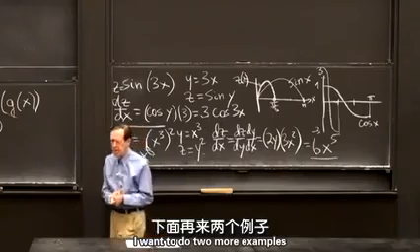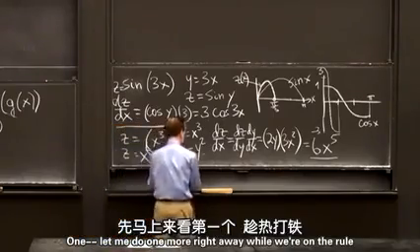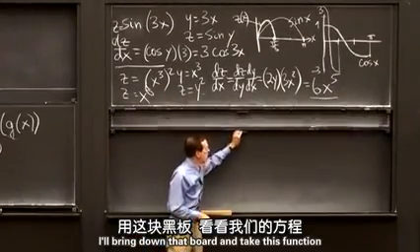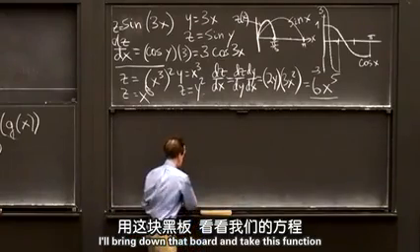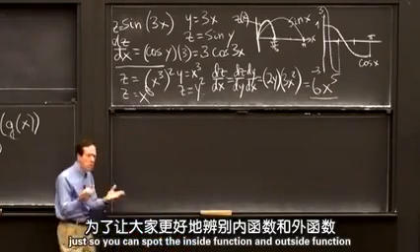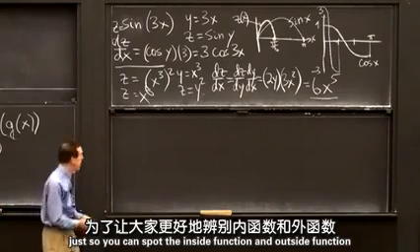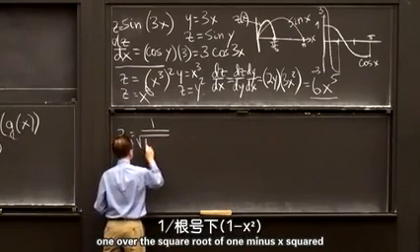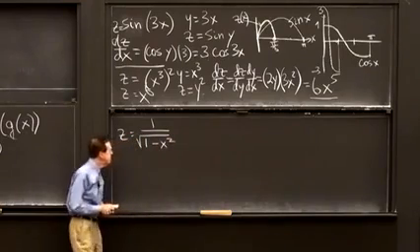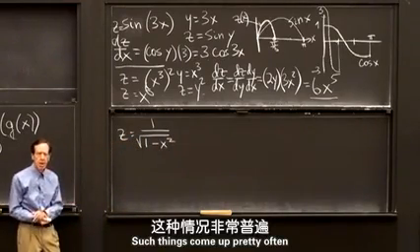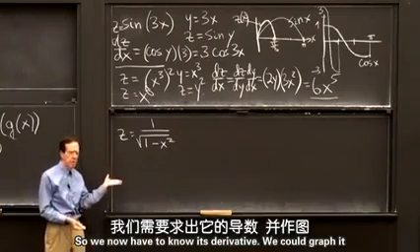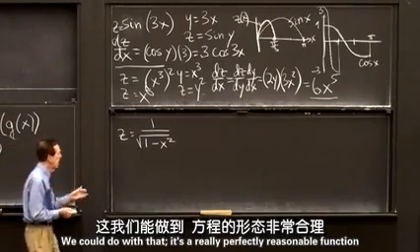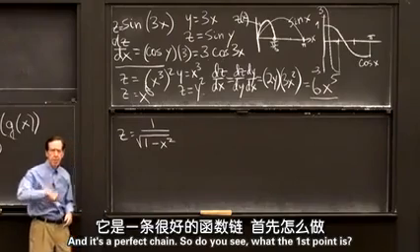I want to do 2 more examples. Let me do one more right away while we're on a roll. I'll bring down that board and take this function, just so you can spot the inside function and the outside function. So my function z is going to be 1 over the square root of 1 minus x squared. Such things come up pretty often. So we have to know its derivative. We could graph it. That's a perfectly reasonable function. And it's a perfect chain.